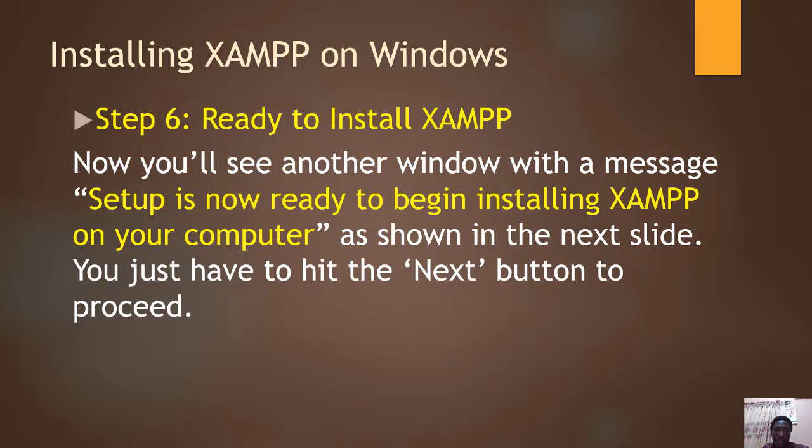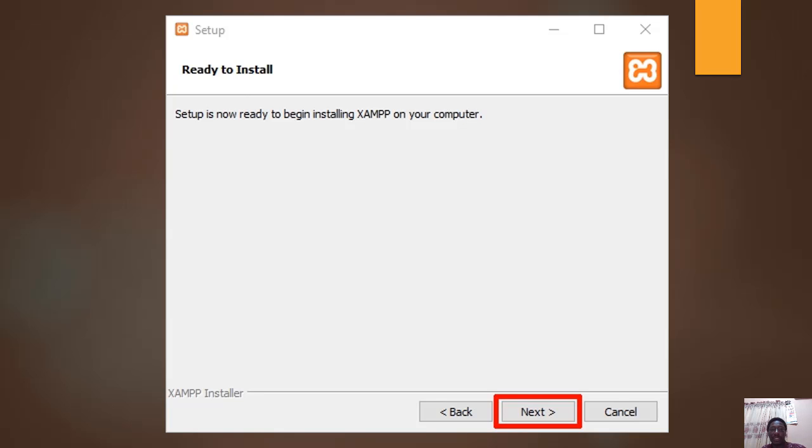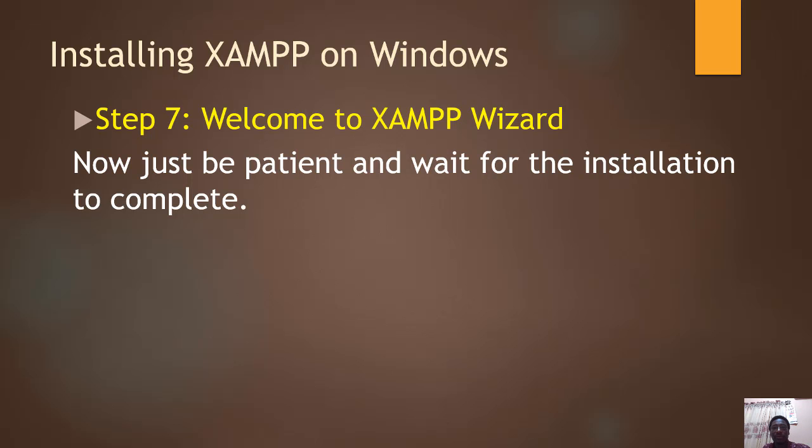Step 6, we are ready to install XAMPP. You'll see another window with a message saying that setup is now ready to begin installing XAMPP on your computer. When you're ready, you just hit the next button to proceed. So you are going to see something like this, the ready to install page and dialog box, and then you hit the next button. Step 7 is the welcome to XAMPP wizard.